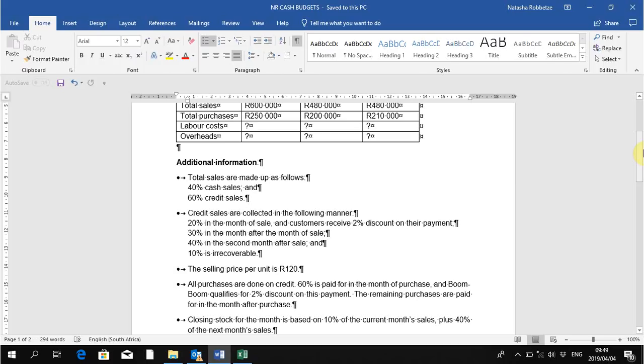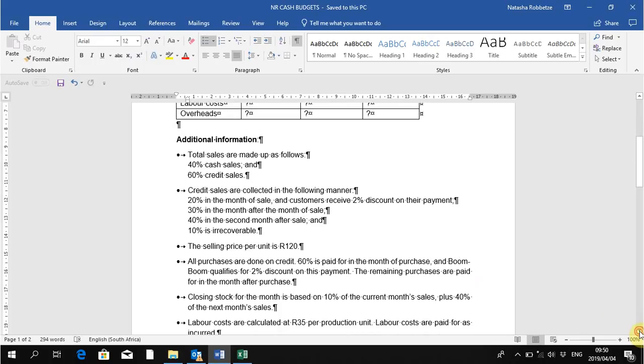So we should not account for the discount, of course, because we do not record income and expenses for the purposes of the cash budget. However, we need to take into account our discount factor, which will be 0.98. Then there's 30% in the month after the month of sale, 40% in the month thereafter, and then 10% is irrecoverable. Again, bad debts are not recorded in your cash budget because the very problem with bad debts is that it's not a cash flow. It is money that cannot be collected from debtors, and therefore it cannot be accounted for as a receipt or a payment. Then the selling price for a unit is 120 Rand.